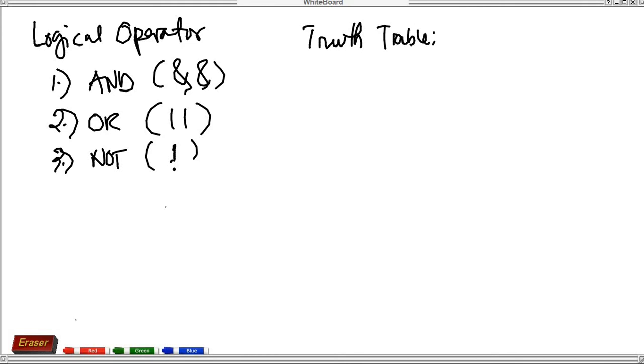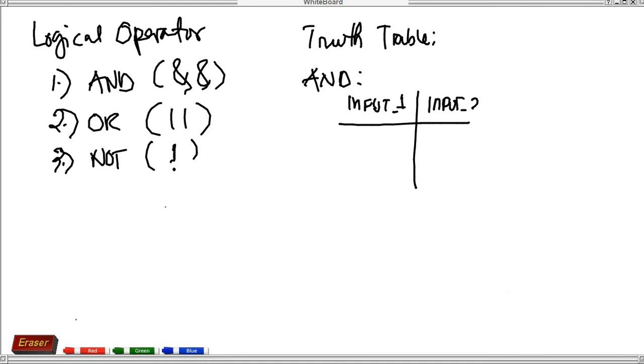So it is important for you to know the different truth tables, no? For example, for the AND gate. It has two inputs. You're going to consider two inputs, and of course, it has only one output. So this is input 1, and then you have also input 2. And then this is now the result.